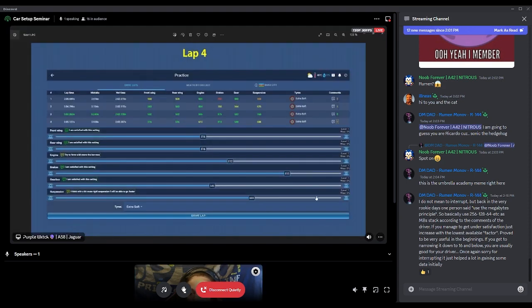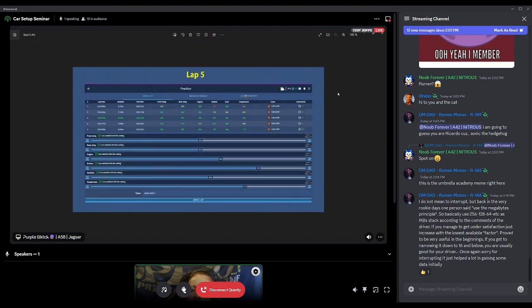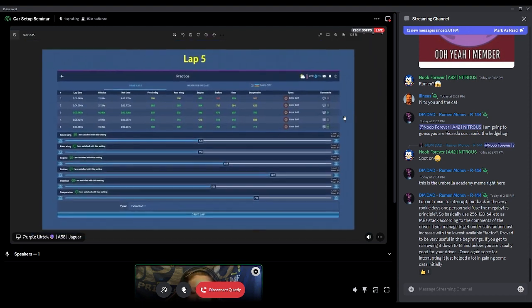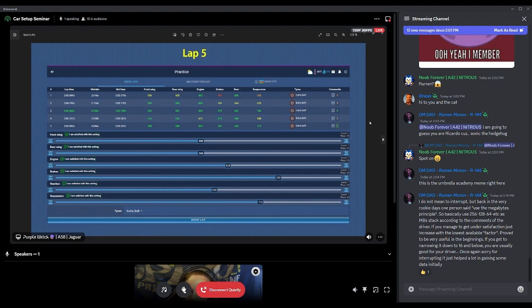So, lap 5. This is lap 5. We continue to do this method. We are going to revisit this lap in particular at the end of the explanation because there are alternatives on what you can do starting at this point.